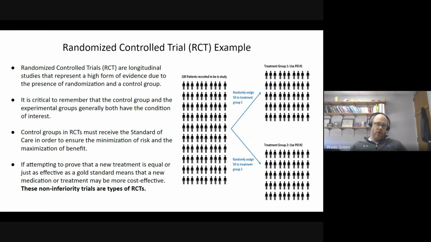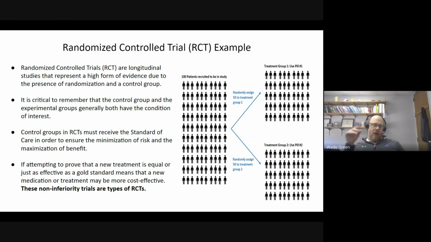In order to ensure that we minimize the risk and maximize any potential benefit. Ultimately, if we're attempting to prove that a new treatment is equal to and/or just as effective as a gold standard, that ultimately means that the new medication or treatment might be more cost effective.